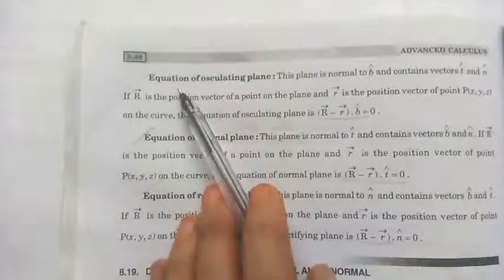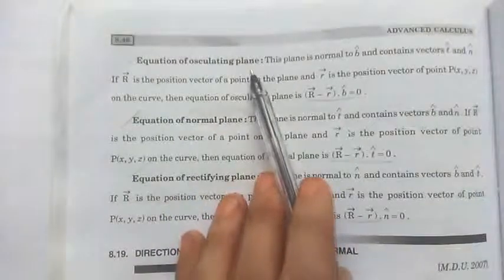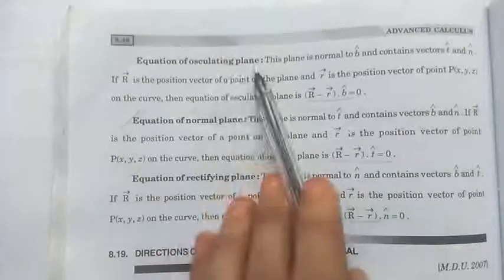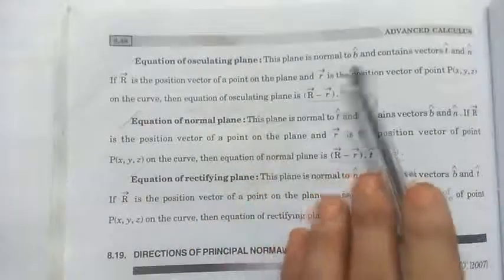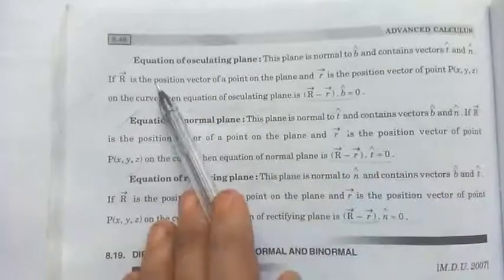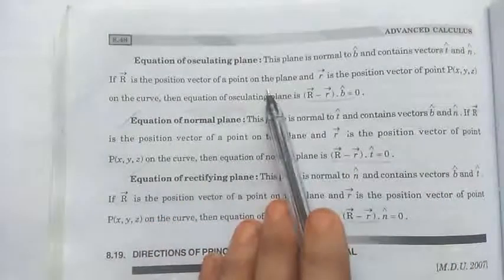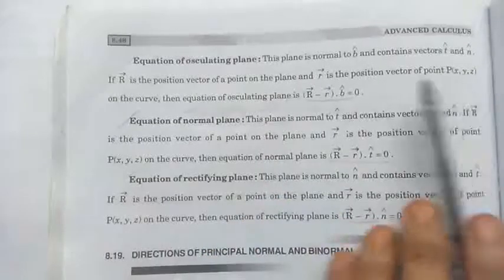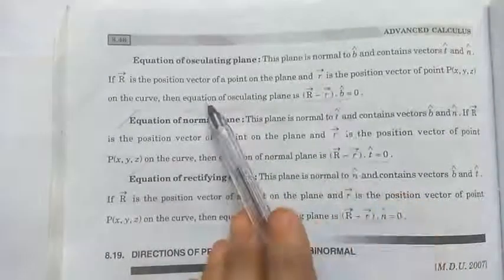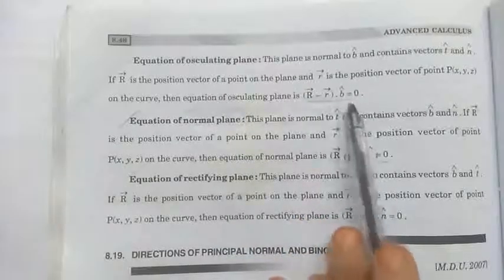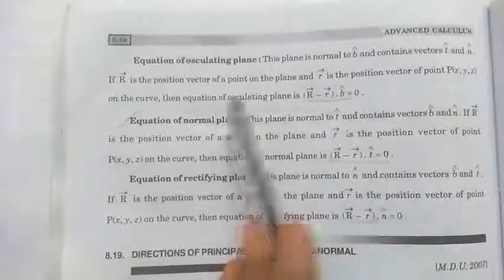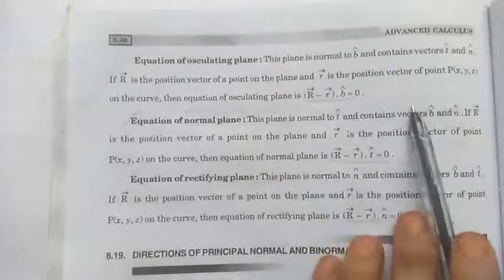Also we can write their equations. To write the equation of osculating plane, as we have already seen that osculating plane is the plane which contains the vectors t cap and n cap, and also it is normal to b cap. So if we take a current point R on the osculating plane and the moving point P having the position vector r, then because the vector R minus r is perpendicular to the vector b cap, their dot product will be 0. So we get the equation of osculating plane given by (R minus r) dot b cap is equal to 0.